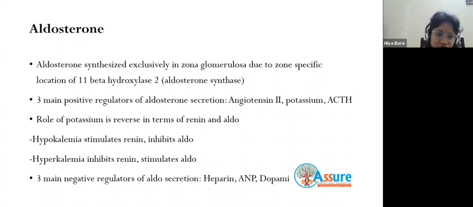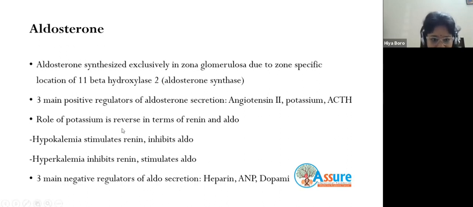So aldosterone is a hormone that is produced when stimulated from the zona glomerulosa. This aldosterone is exclusively synthesized in the zona glomerulosa because the enzyme aldosterone synthase is situated only in the zona glomerulosa. There are three main positive regulators of aldosterone secretion: angiotensin 2, potassium, and ACTH.